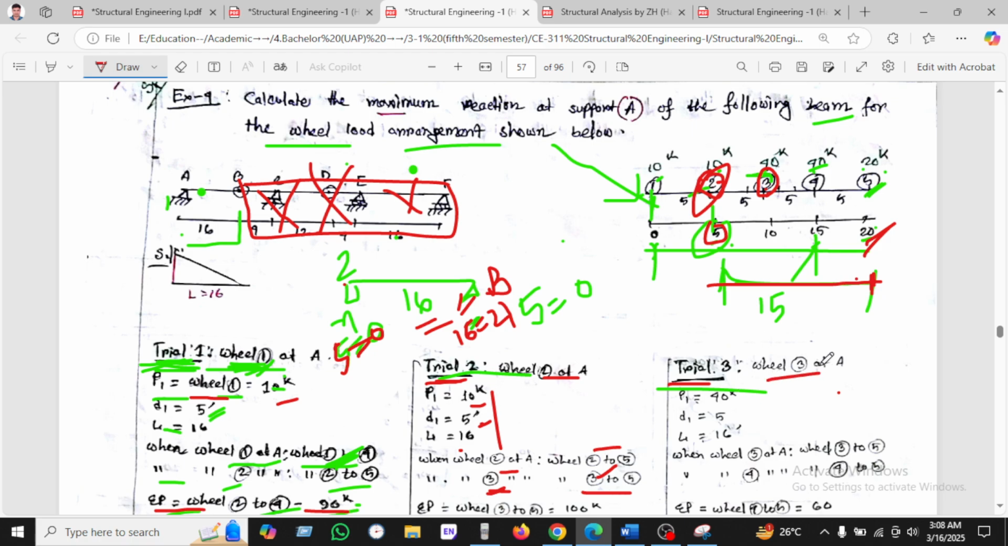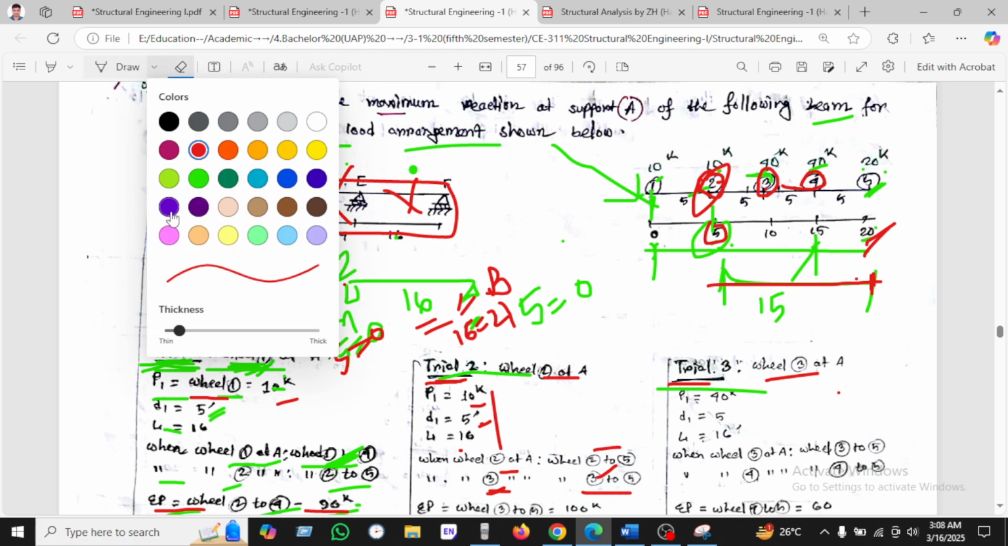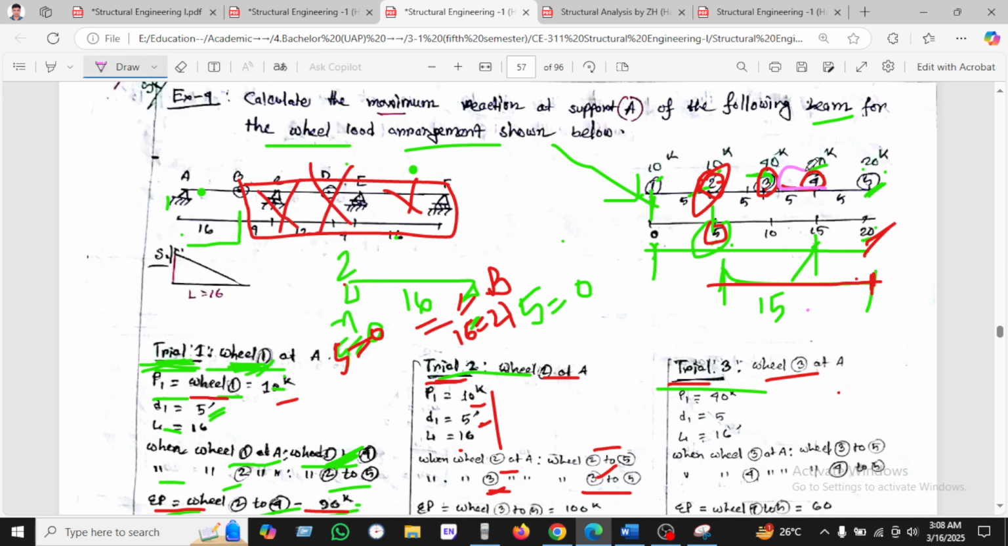Trial 3, wheel 3, this is the wheel 3, and I'm just changing color for your convenience. So wheel 3 will be applied at A. This is the A. We are just taking this beam, not the whole. So this is the beam. Wheel 3 we have added here. So our P load equal to wheel 3 load to 40, and D1 will be the wheel distance between wheel 4 and 5. So it will be 5, and L is 16. So this distance is 16, given 16.